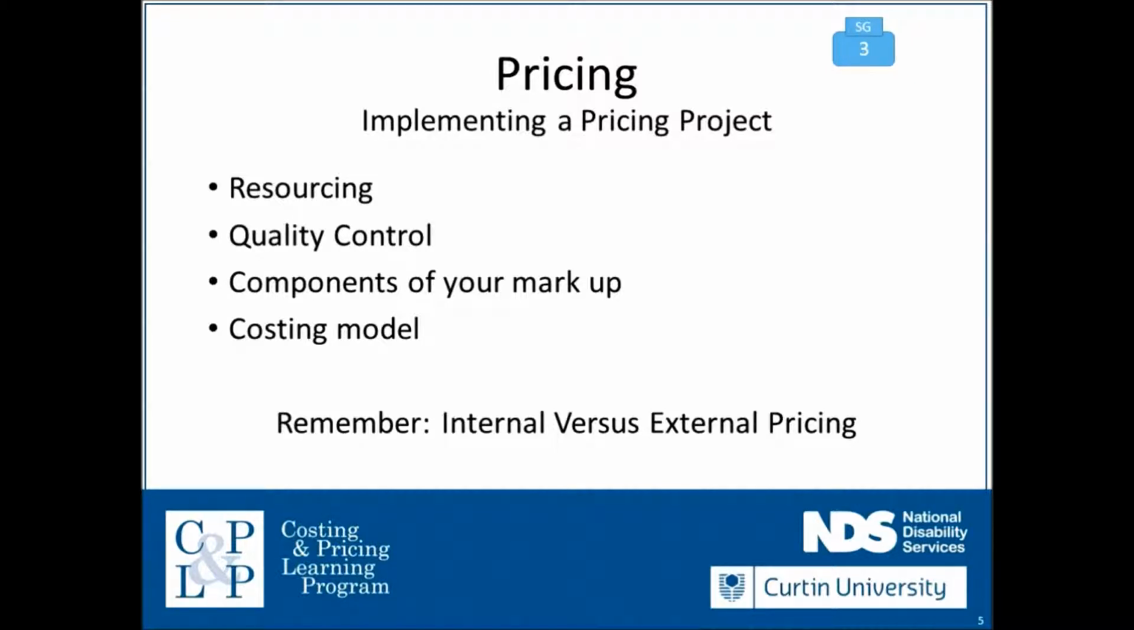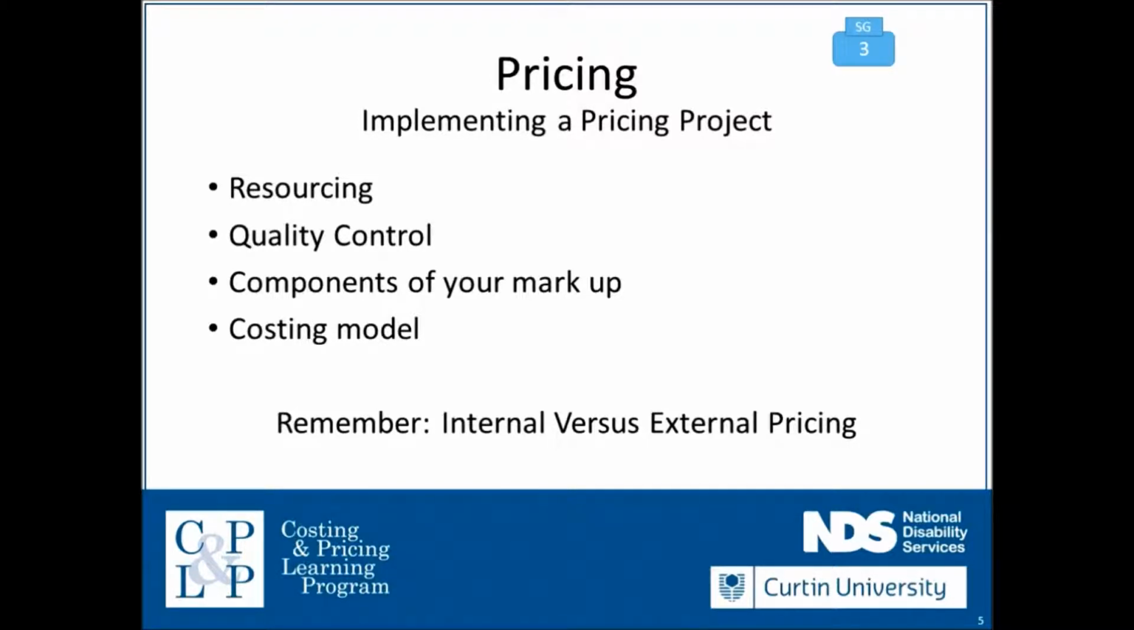You also need to think about quality control. So pricing, like costing, is new for many people in the disability sector, and as such, when you think about the pricing process that you go through, it's important to also consider having people available to review what you've done for reasonableness, to review it for accuracy, and also make sure the models that you use to arrive at target prices are constructed in such a way as to not have errors or omissions in them.